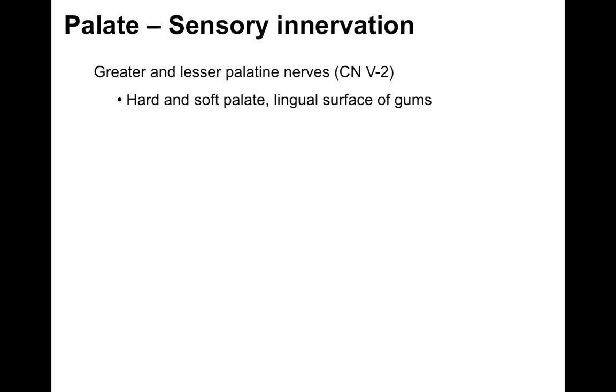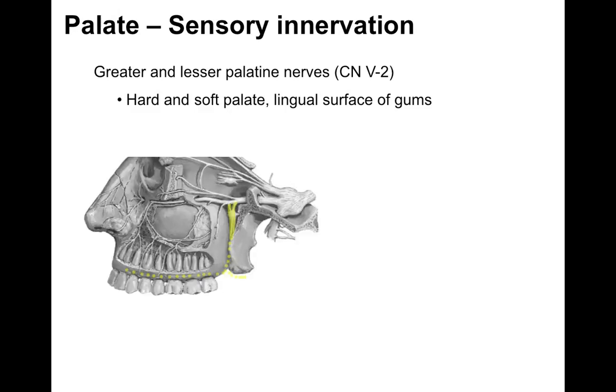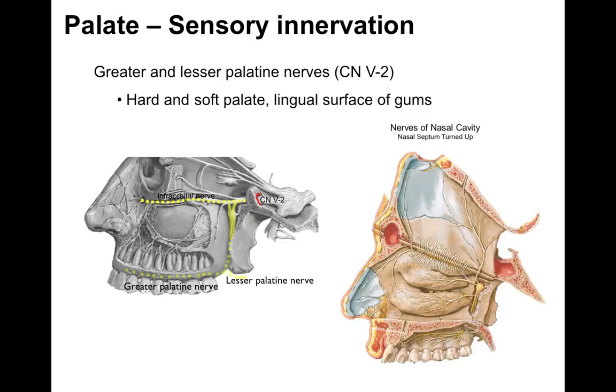Now the palate sensory innervation. So the palate's innervated by the greater and lesser palatine nerve, which is a branch of V2. So the hard and soft palate and the lingual surface of the gums. So there we've got our cranial nerve V2 going through the foramen rotundum, and then there's our infraorbital nerve going to the maxillary teeth and the skin of the side of the nose and bottom eyelid. And then notice that descending down are these greater and lesser palatine nerves that provide general sensory innervation of the hard and soft palate. There we have another picture showing the same thing.